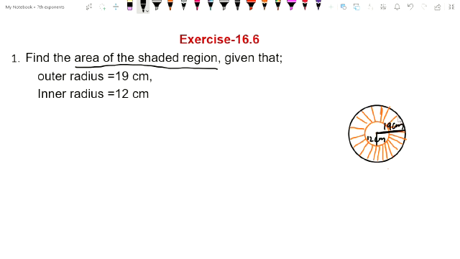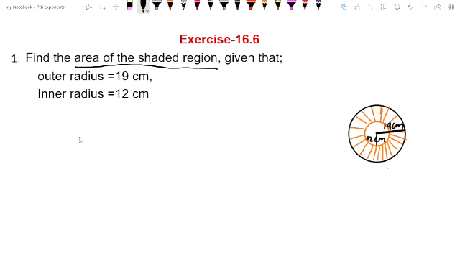Here two circles are there. One is smaller, another one is large. This is the outer circle, this is the inner circle. So the area of the shaded region, this area, is what I want to find. How do you find it? The area of the outer circle minus the area of the inner circle gives me this shaded region.